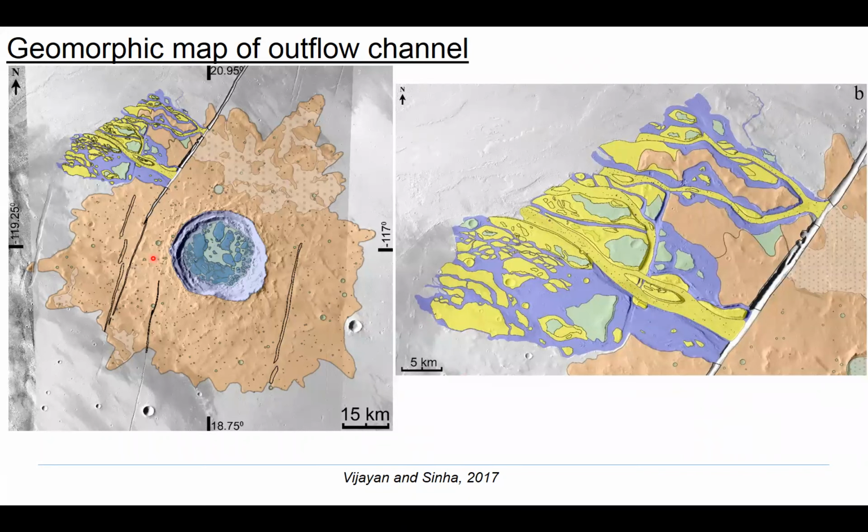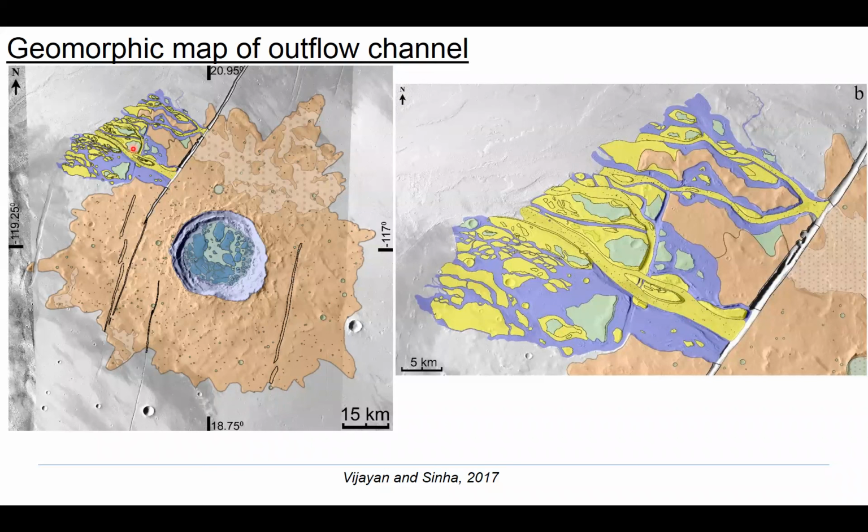This is what happened in here. This is the impact, and this is the ejecta which has been spread from this impact. Whereas this part, there is not that much continuous ejecta; they are discontinuous. So this gives a clue that the fluvial activity was post this impact scenario.